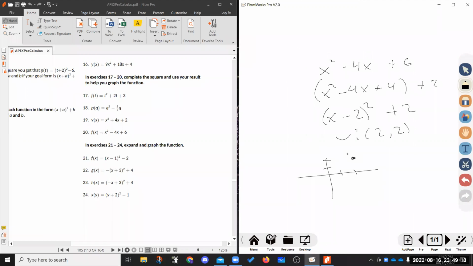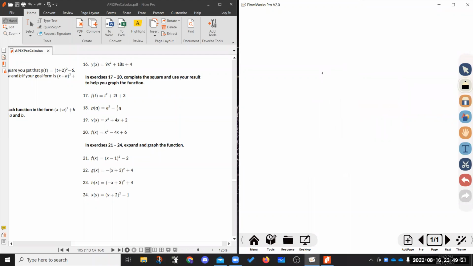It also opens up without any stretch or shrink. I'm going to go 1 left, 1 up, 1 right, 1 up, 2 left, 4 up. It's going to give me 3, 4, 5, 6. 2 right, 4 up gives me also 6. And there it is. None of these stretched or compressed the graph, so they all should have the same shape as the original y equals x squared.